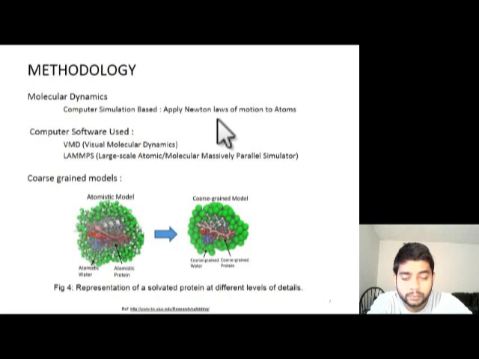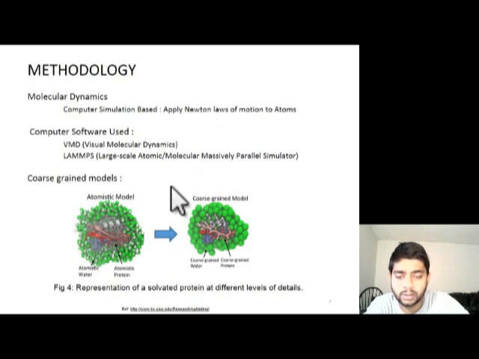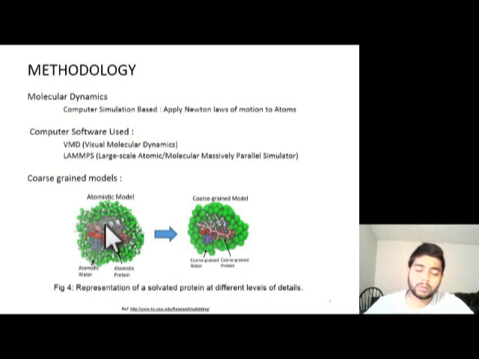We also use a coarse-grained model for the design, which means simplification of all atomic structure to several beads. For example, you can see there is a protein that has a lot of atoms, and it has been simplified to a several-bead protein.